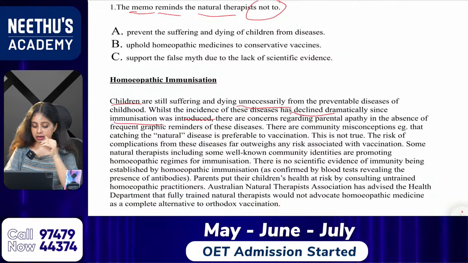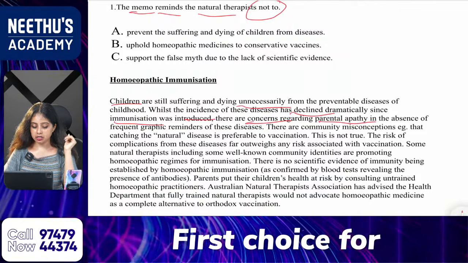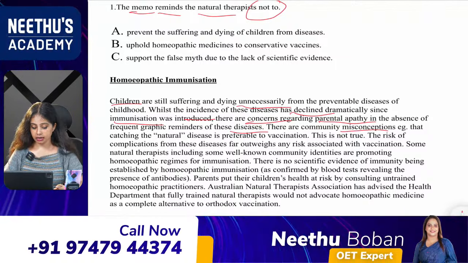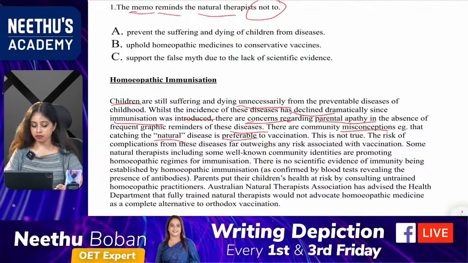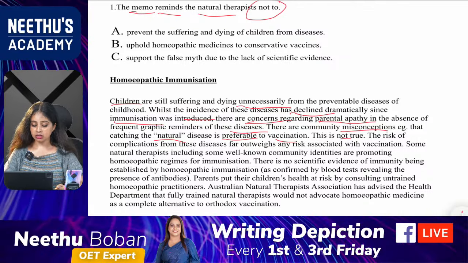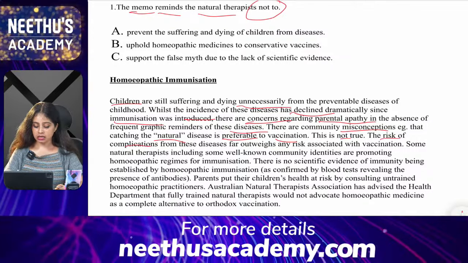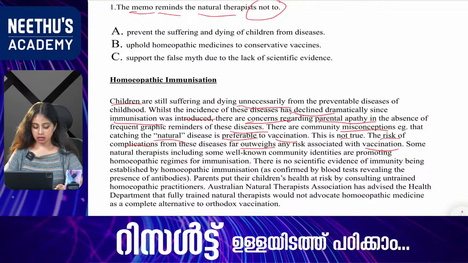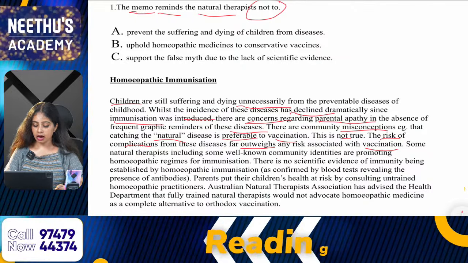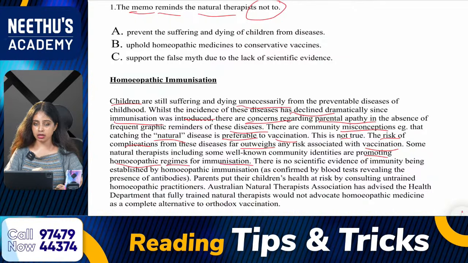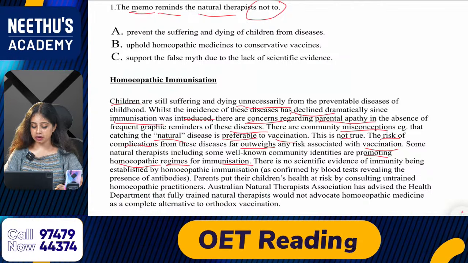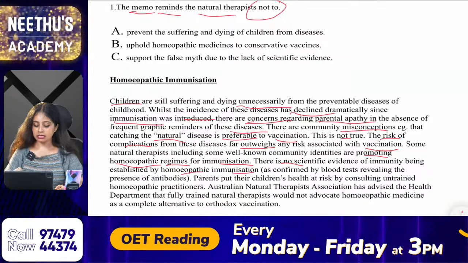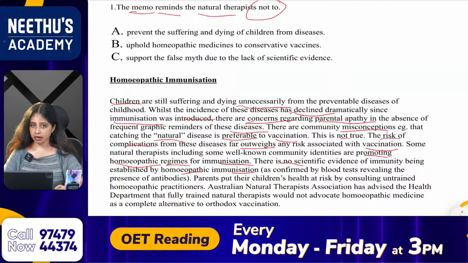There are concerns regarding parental apathy in the absence of frequent graphic reminders of these diseases. There are community misconceptions that catching the natural disease is preferable to vaccination. This is not true. The risk of complications from diseases far outweighs any risk associated with vaccination. Some natural therapists, including some well-known community identities, are promoting homeopathic regimes for immunization. There is no scientific evidence of immunity being established by homeopathic immunization, as confirmed by blood tests revealing the presence of antibodies.